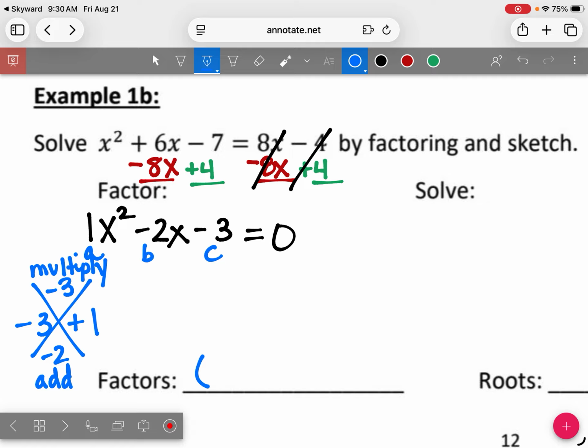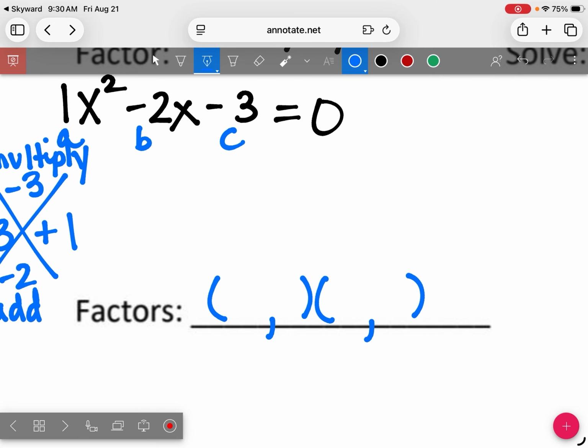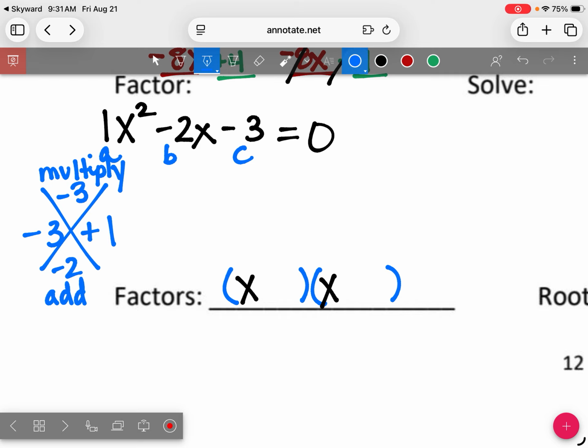The other thing that I'm seeing a lot is commas in the factors. There shouldn't be any commas. No commas. That's an ordered pair. These are factors. That's different. So what you should have is an x, and then whatever number, you see how there's a -3? I'm just going to put a -3. No commas. And then I have a +1. I'm going to put a +1, just like that.